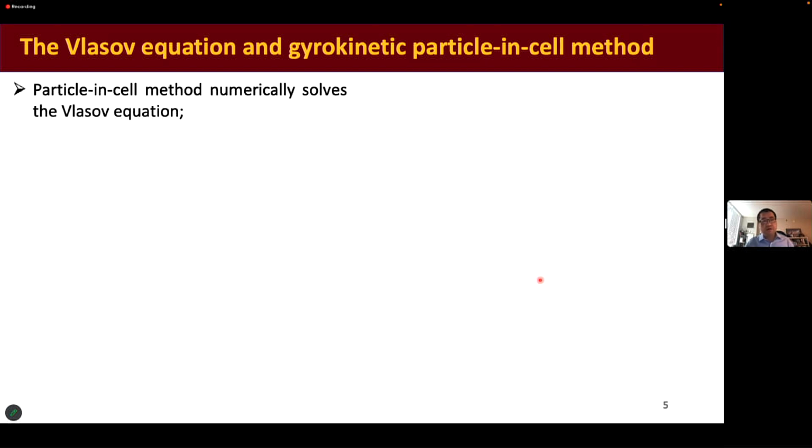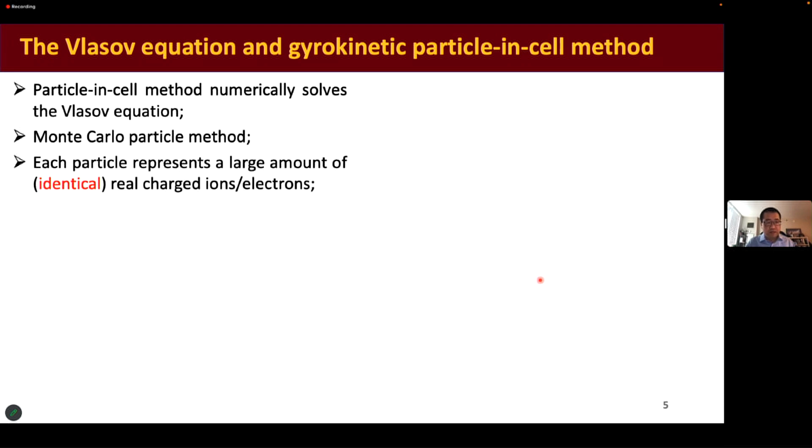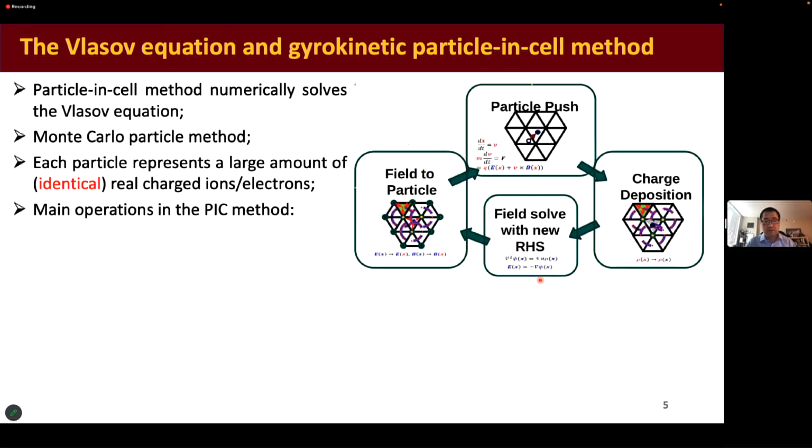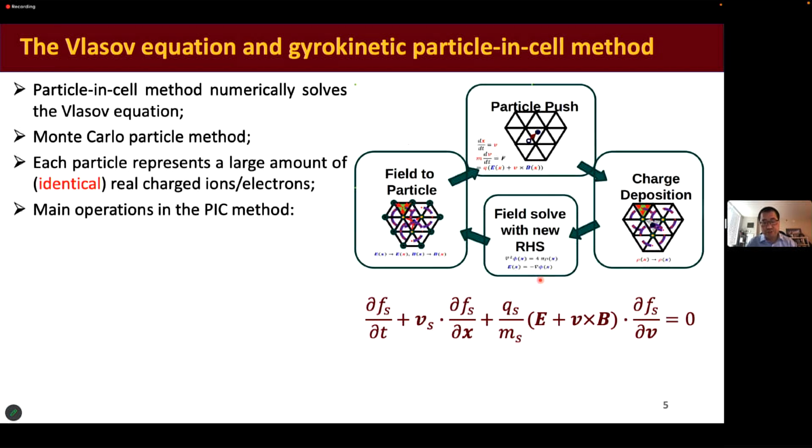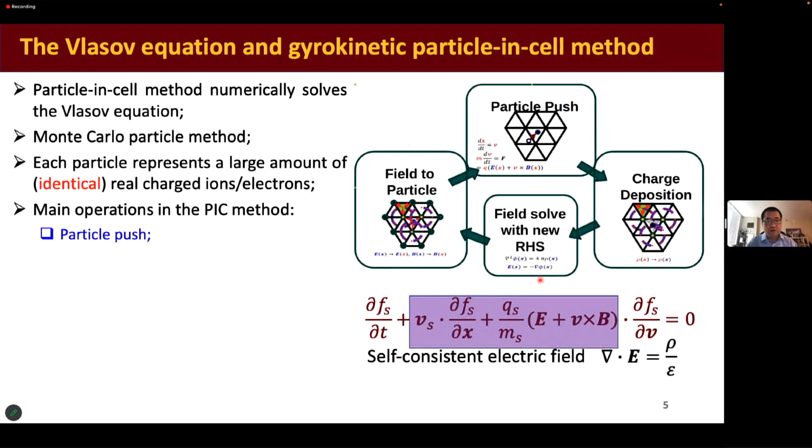And then in terms of the particle in cell method, it basically numerically solves the velocity equation, and it is a Monte Carlo particle method. In this method, each particle represents a large amount of identical real charged ions or electrons. There are 4 operations in a PIC method. If you refer to the velocity equation, first is the particle push, corresponding to the particle movement convection, due to the velocity and the external force, like this term.